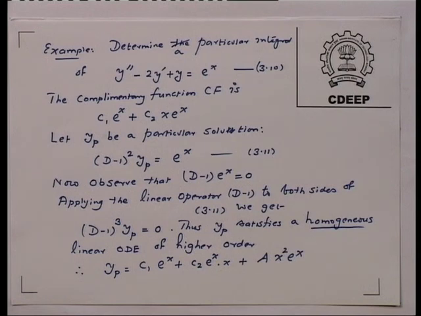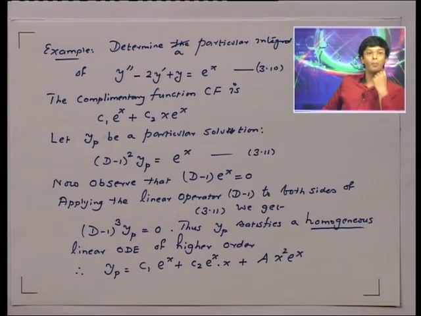So yp has to be of this form, c1 e to the power x plus c2 x e to the power x plus a x squared e to the power x. So this is your yp. Now in this yp, there is some part which already appears in the complementary function, right? Now there is no need to take this part. So I can just knock off the c1 e to the power x and c2 x e to the power x and just retain a x squared e to the power x. So that is still a particular integral.